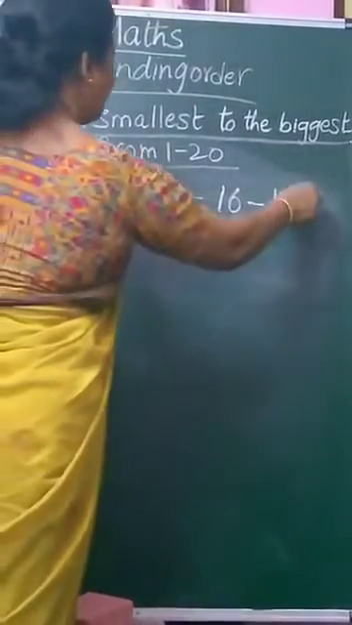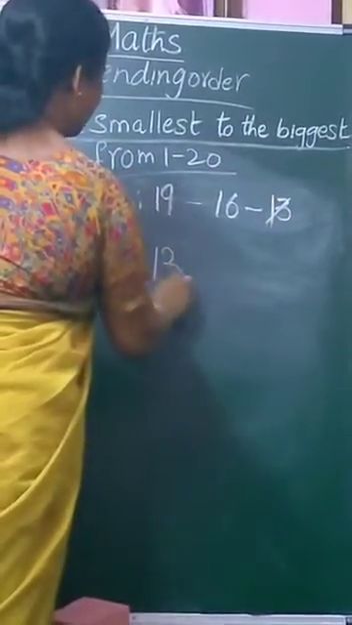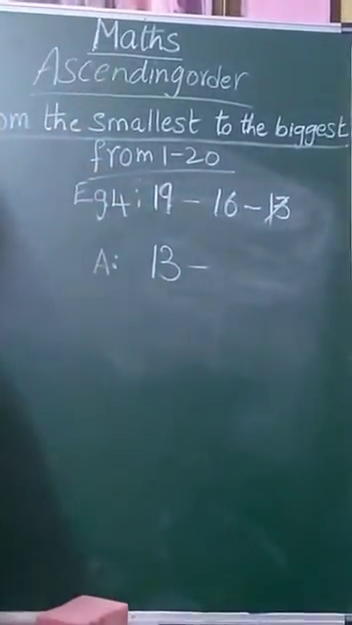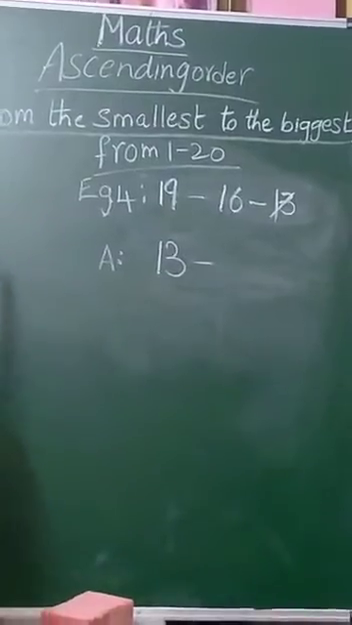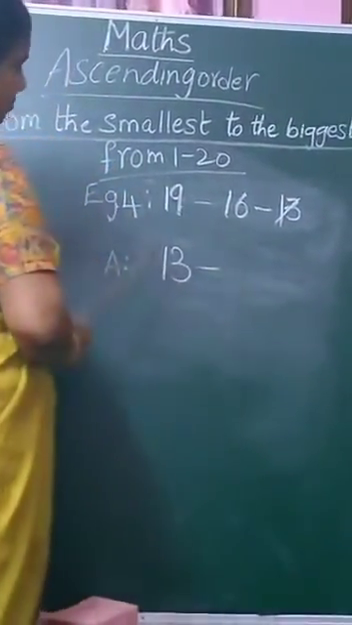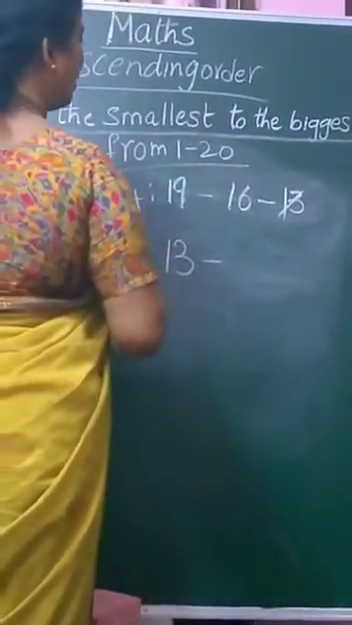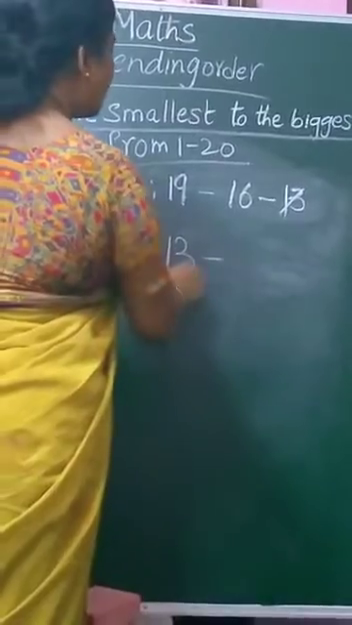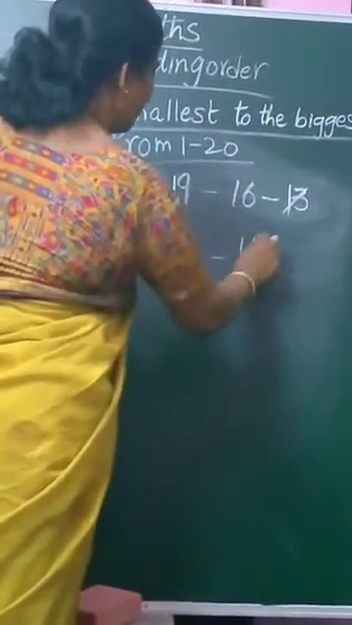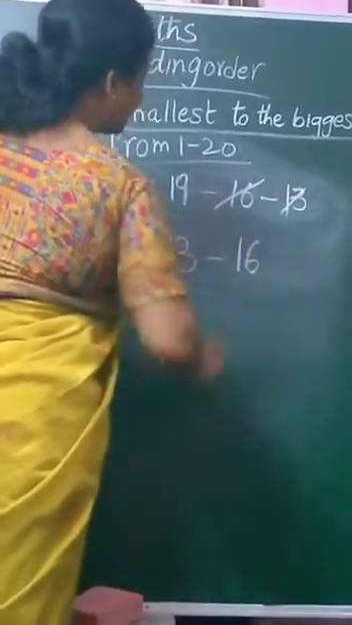So, before putting in the answer, you have to cut it here and put it in the answer. 13 after what number comes, children? 14 is the next number. It is not there. 14 is also not there. Then, 15 is also not there. Little bigger than smallest one is 16. So, shall I write here? No, no. Before that, I cut it here and put it in the answer.